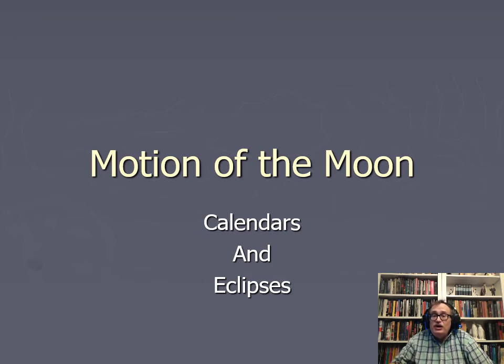It takes about a month for the moon to go around, and so that gives us the idea that we have a way of keeping track of time. That introduces a key part of the calendar.